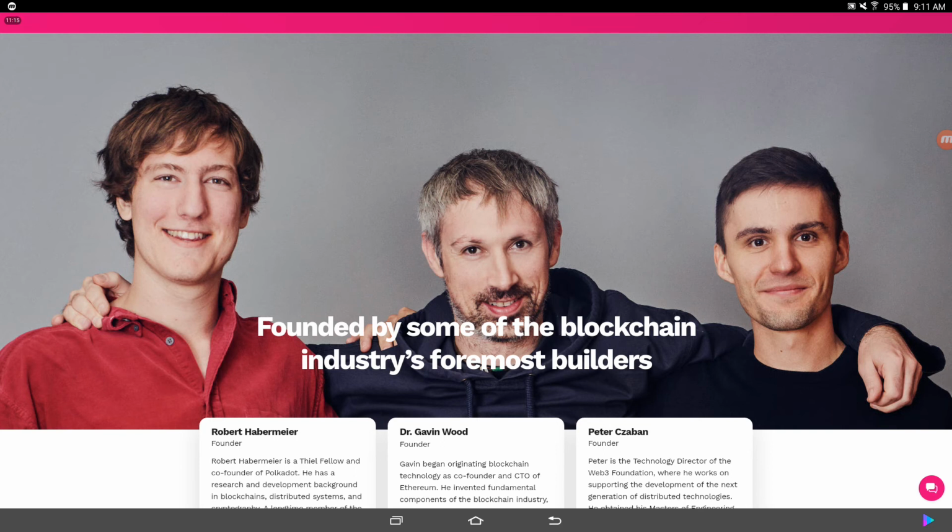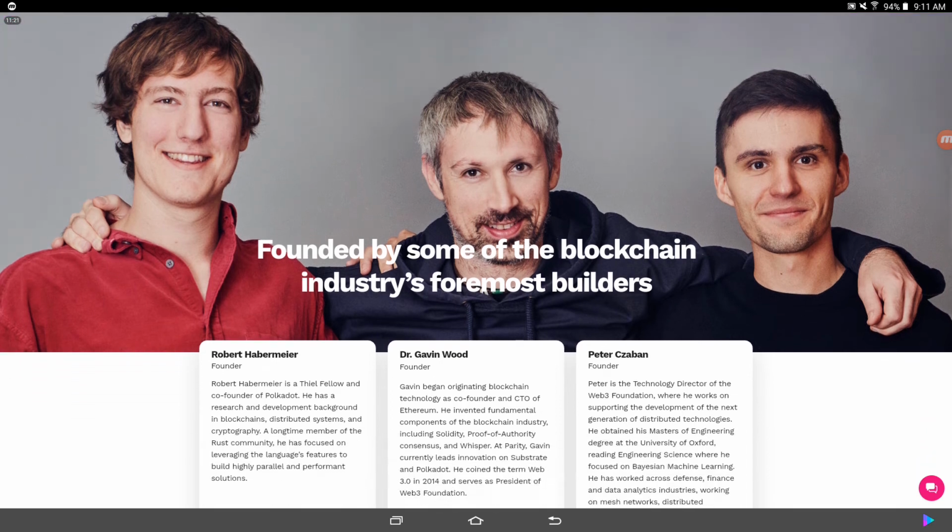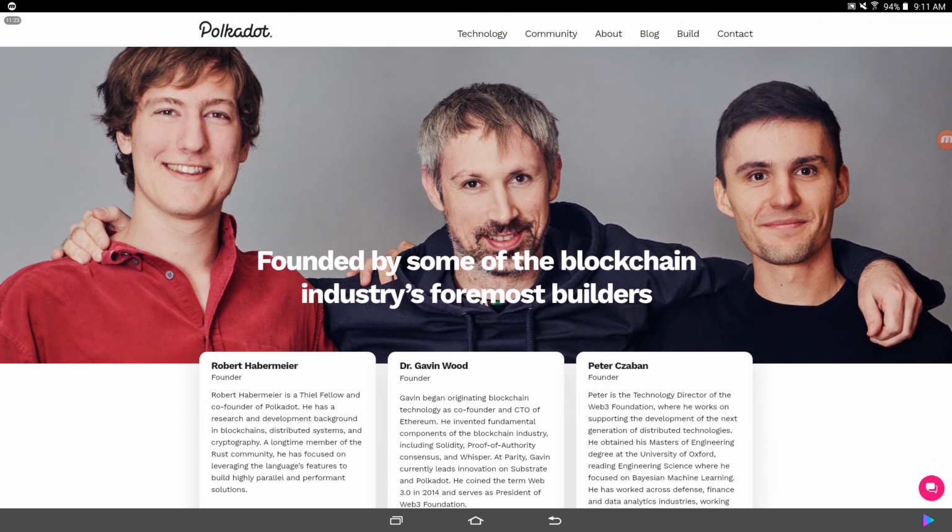So they started Ethereum, and Ethereum is extremely successful. So that's why I said Ethereum, right? Vitalik is still with Ethereum, which is great. Now you've got Gavin Wood doing Polkadot. He's a founder of Ethereum. He wrote the Solidity language, the smart contract language at Ethereum. He's coming and doing Polkadot, right? And here are the other founders, Robert Habermeyer, I think, and then Peter Czaban.